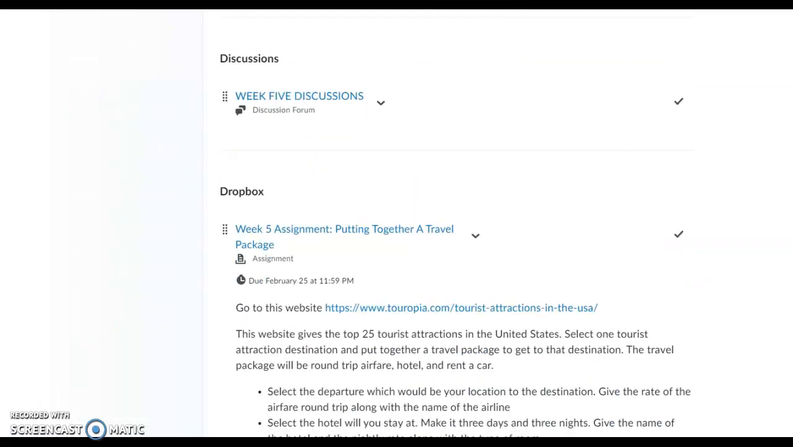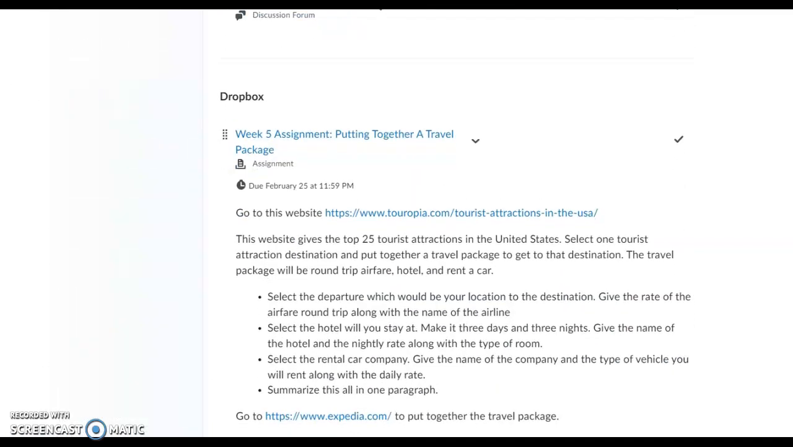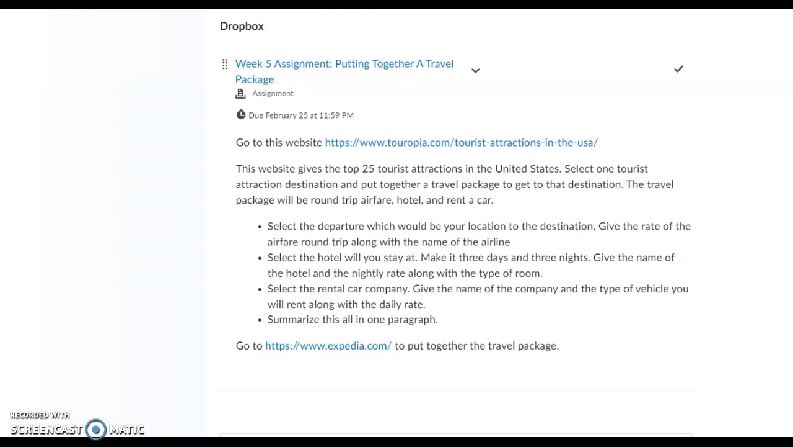And that leads to the assignment that's due Saturday night. So, what you're going to do is have fun with this, you all. You're going to put together a travel package. I want everybody to use this website that I've made available, Touropia.com. The website gives the top 25 tourist attractions in the United States. I want everyone to put together their travel package. This is going to include round-trip airfare, hotel, and a rent-a-car.